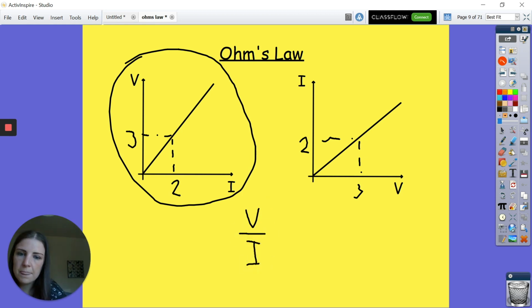And actually, that is a rearrangement of the formula that I've just shown you on the first page. If voltage is equal to resistance times current, then resistance is equal to voltage over current. Why that's useful with a graph is that if gradient is vertical over horizontal, and vertical over horizontal is voltage over current, then the gradient in this case must be equal to the value of the resistance.